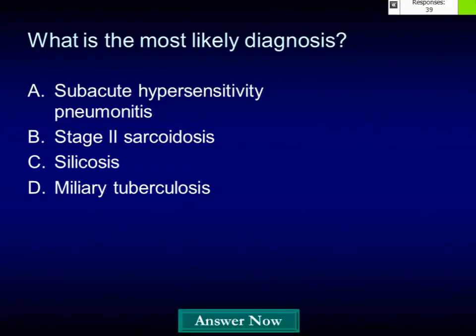So what is the most likely diagnosis here? Subacute HP, stage 2 sarcoid again, silicosis, or miliary TB? Please vote.